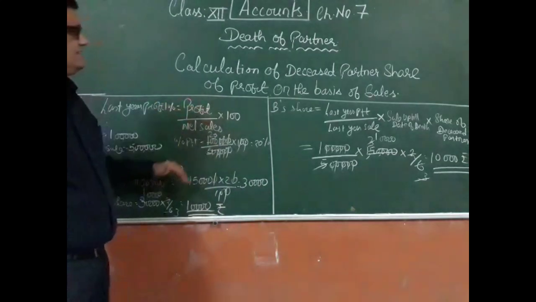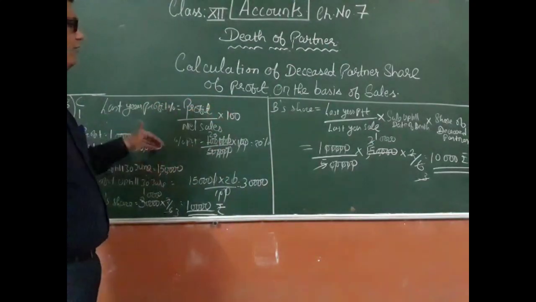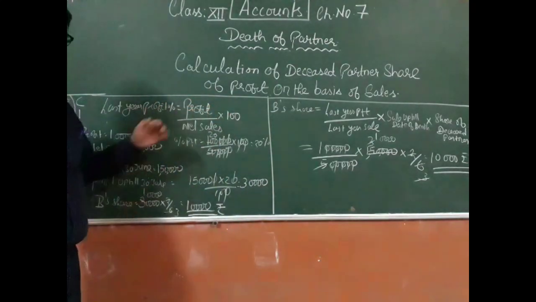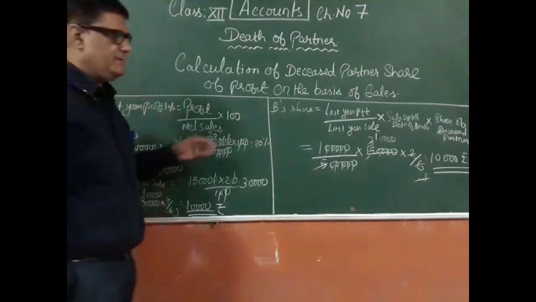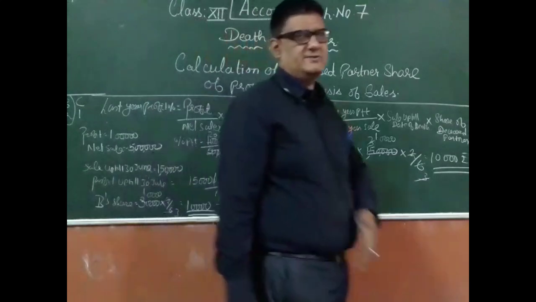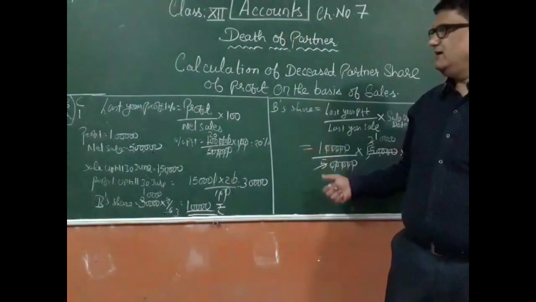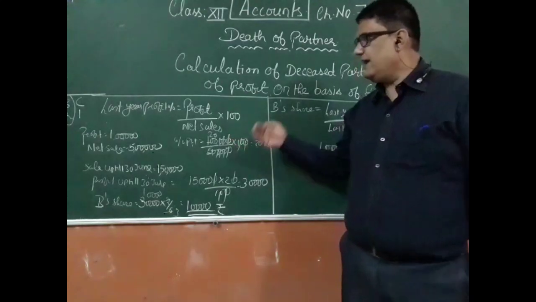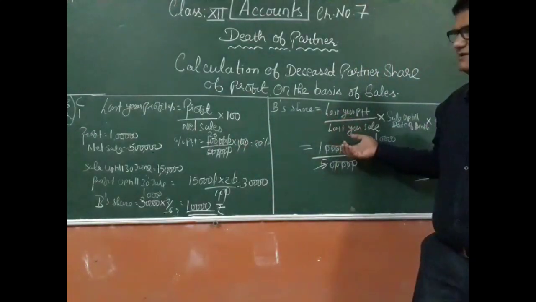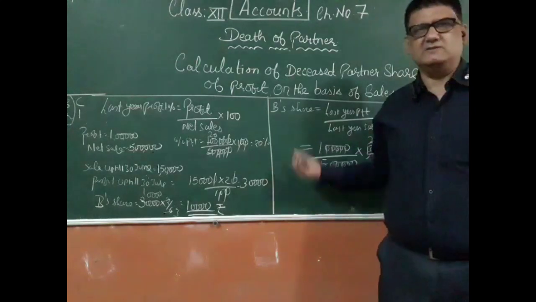So in this session we have mainly discussed that how we have to calculate the amount of the deceased partner share of profit if the profit is calculated on the basis of the sales. Okay. Hope this is clear to you, and now you will be able to calculate the amount of deceased partner share of profit on the basis of sales.